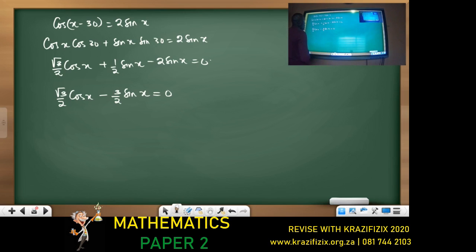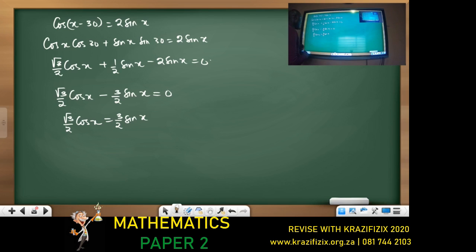Awesome. Now, I have a single identity of sine and a single identity of cos there. I'm beginning to look towards tan. Let's move all of this over to the other side. So, root 3 over 2 cos x equals to what? 3 over 2 sine x.